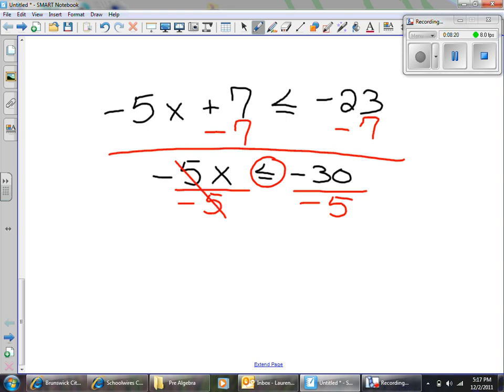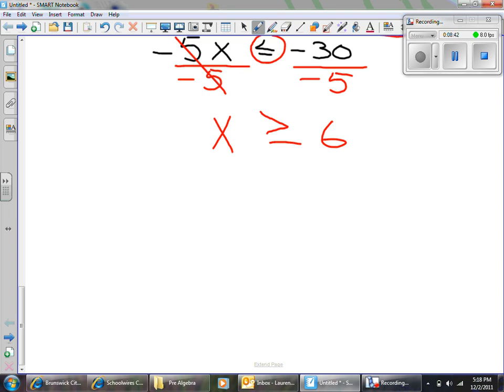This will cancel, leaving just an x. This will be negative 30 divided by negative 5, which is 6. But this will no longer be a less than or equal to. It'll be a greater than or equal to. When you multiply or divide by a negative on both sides, the inequality will change direction. It will flip. You heard all the warning bells.